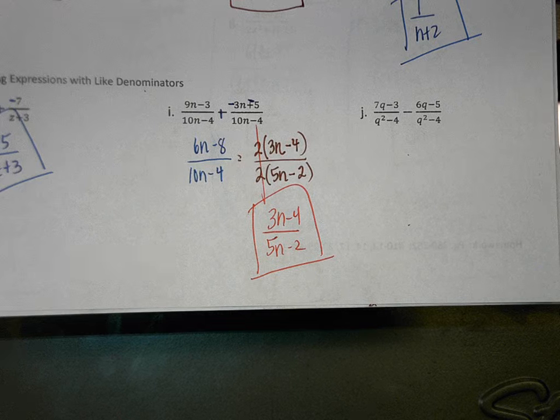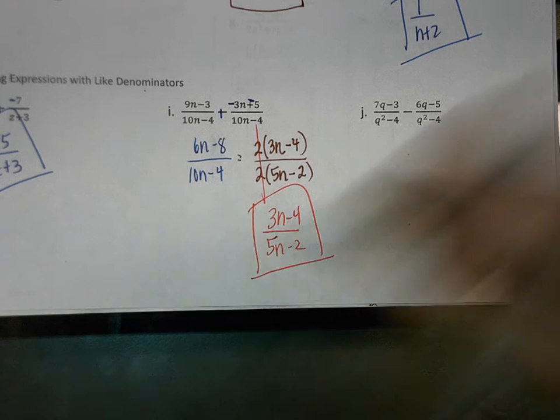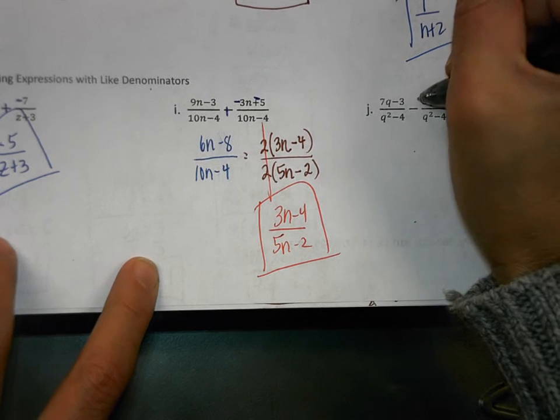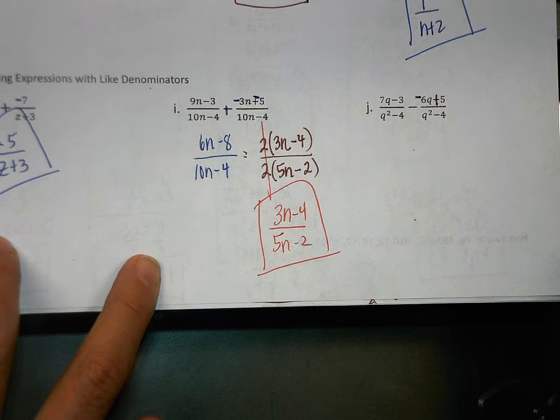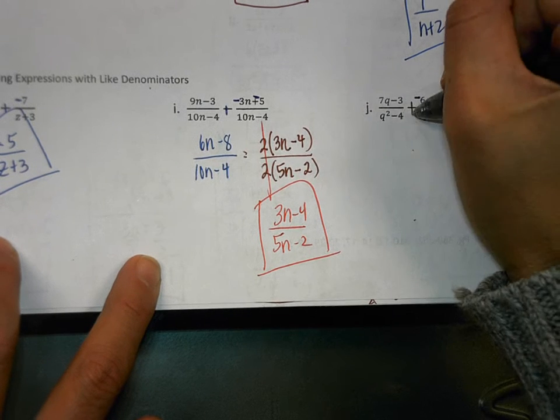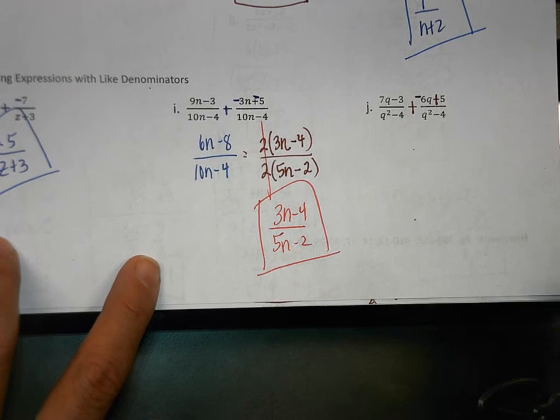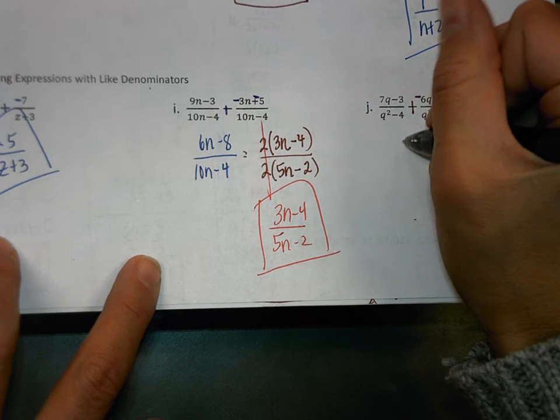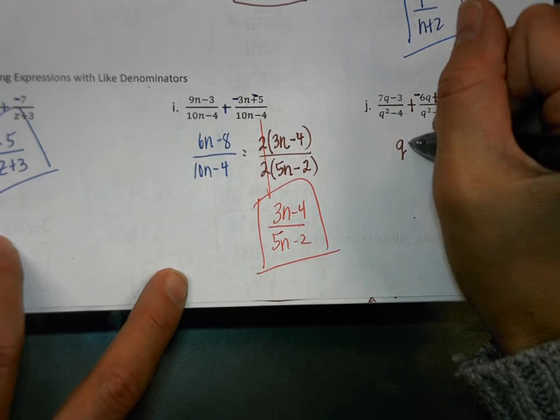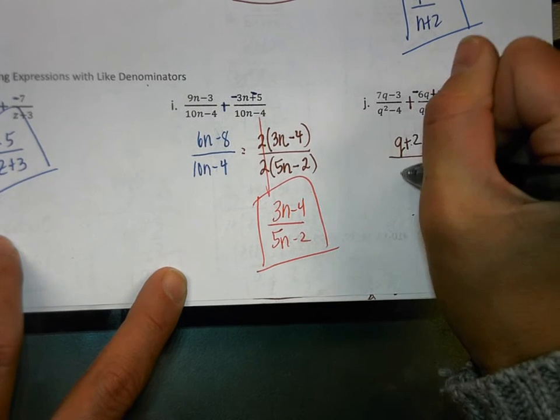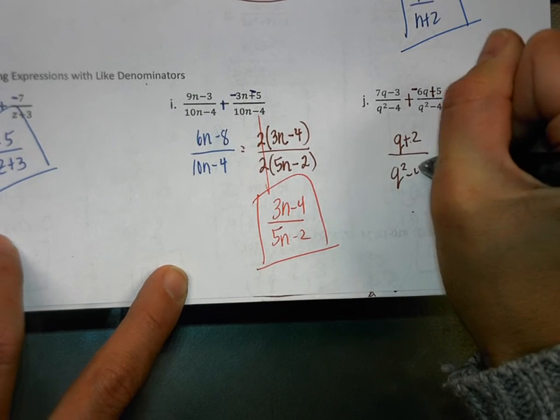Okay, it looks like most of you got it. The important thing is that when you see the minus sign here, you need to distribute it. So this becomes a minus and this one becomes a plus because two negatives make a positive. And that turns to a plus. 7q minus 6q is a 1q or q. And negative 3 plus 5 makes a positive 2. My denominator is q squared minus 4.